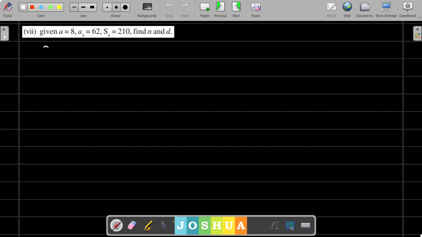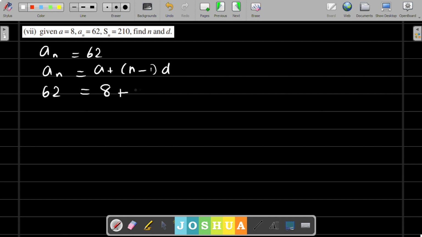So an is given here as 62, and we know the formula for an. So an equal to a plus n minus 1 times d. Do you know the value of n? No. Do you know the value of d? No, d also we don't know. A value, yes, I know this one, so 8. What is the value of an? 62 plus n minus 1 times d.